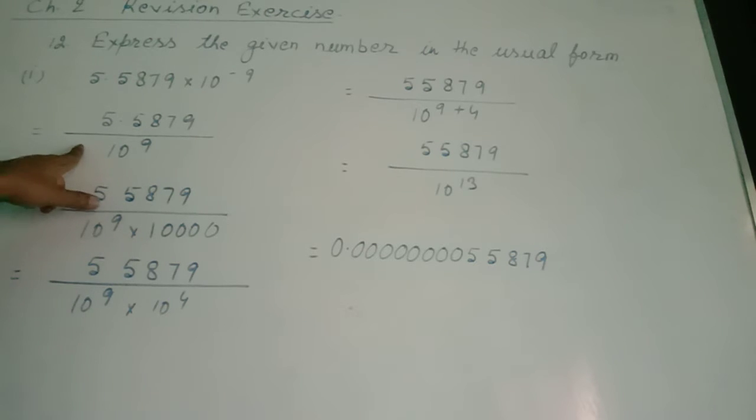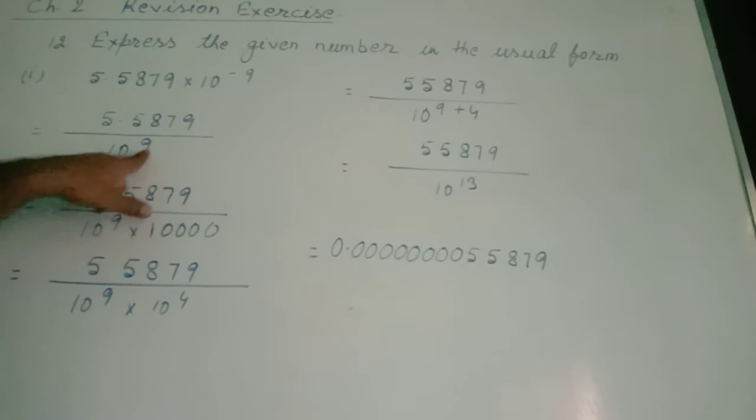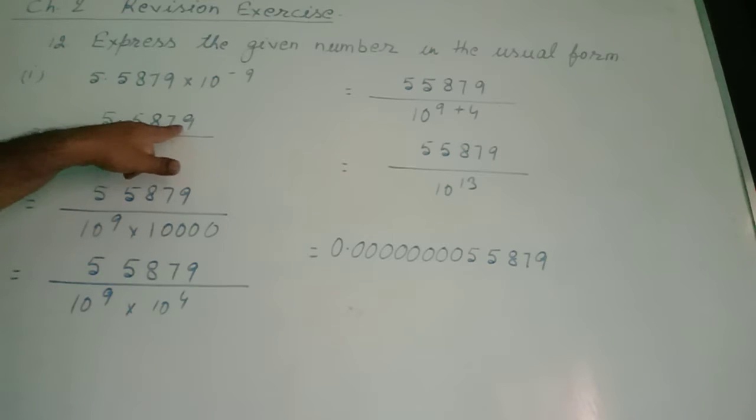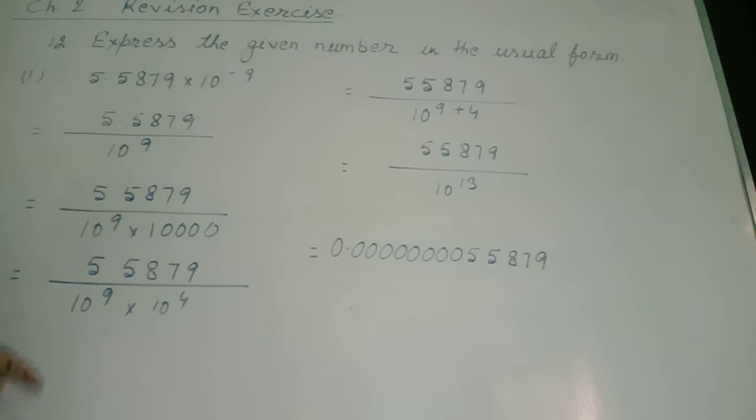So in this step, I change this negative index into positive. For that I have to write this as denominator, and it became now 5.5879 by 10 to the power 9. In the next step, I omitted this decimal. After omitting the decimal, I wrote the numerator as 55879.